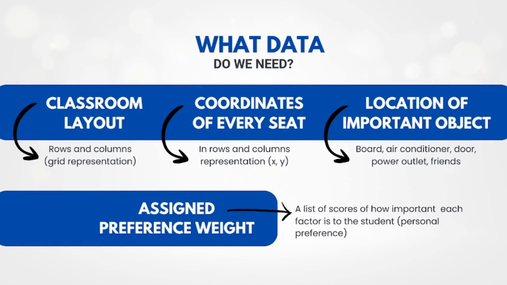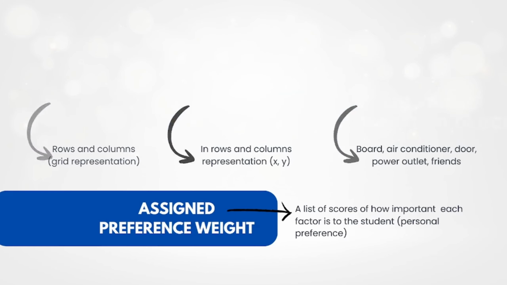So to build our model, we first need the data. The first data we need is the classroom layout, which is the rows and columns, and we turn it into a grid representation. Second is the coordinate of every seat in rows and columns, representation of X, Y. The third one is the location of important objects such as board, air conditioner, door, power outlet, and friends. And then we assign preference weights, a list of scores for how important each factor is to the student. This is based on personal preferences.